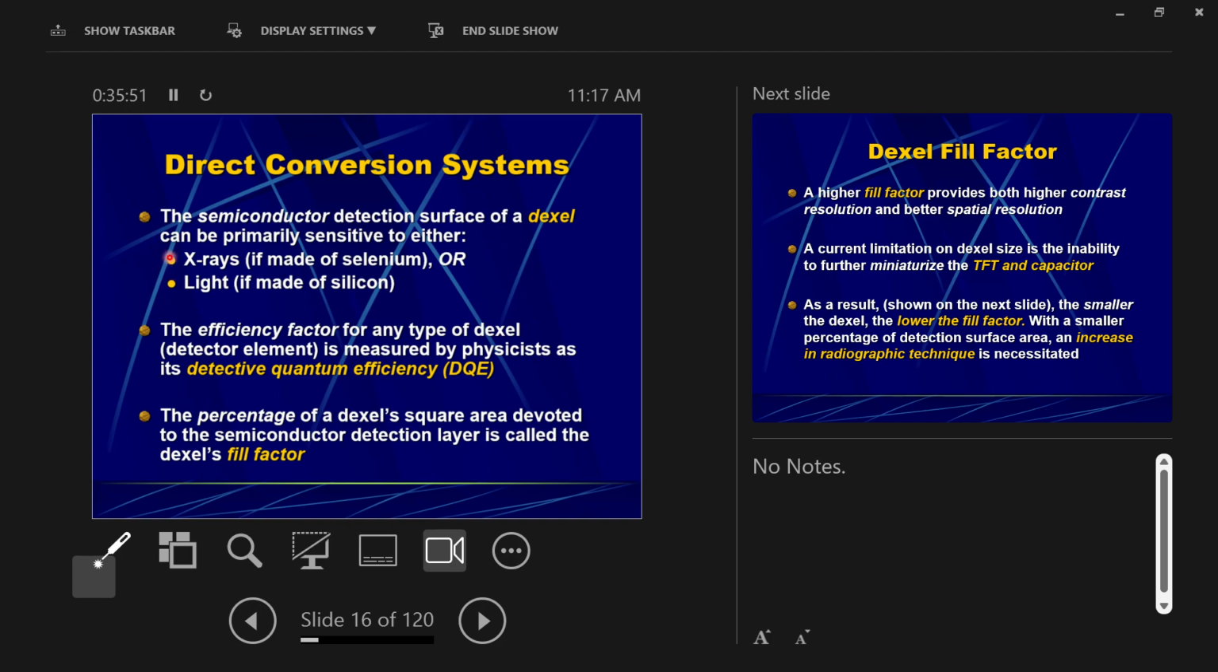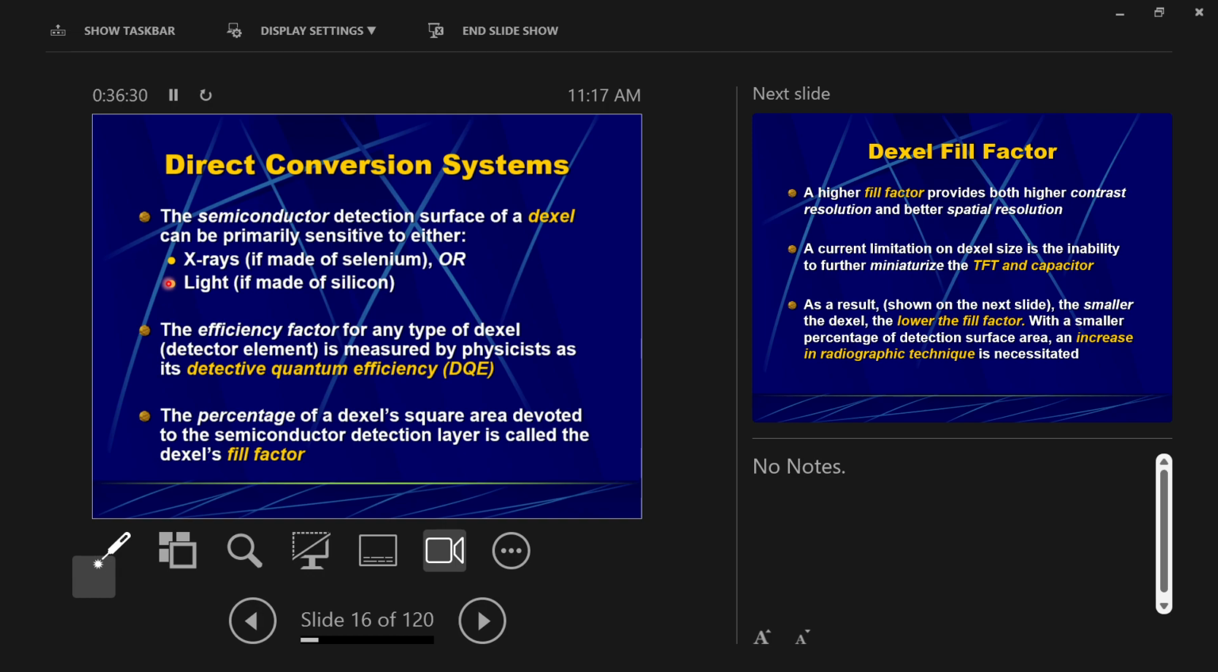If we want to take the X-ray beam and convert it directly to electric current, then our semiconductor has to be made of selenium. Selenium is sensitive to X-rays. Remember, semiconductors are sensitive to very specific things. If instead you want to take the X-ray beam, let it convert to visible light before it gets to the DEL cell, and then let visible light expose the DEL cell, we call that indirect conversion.